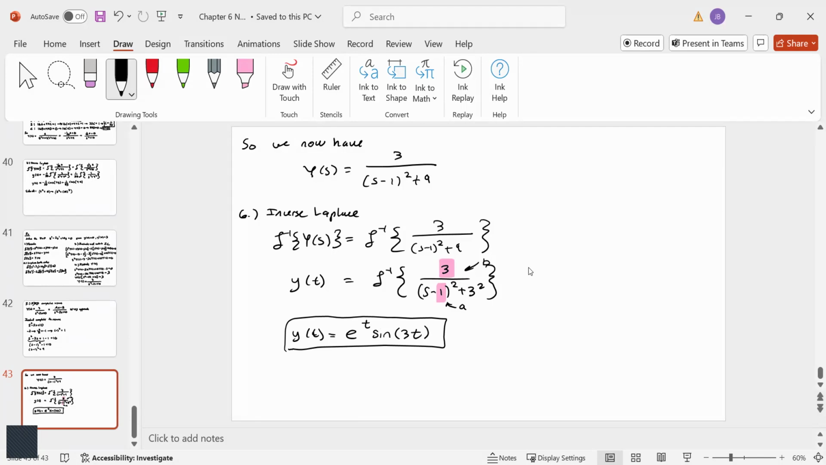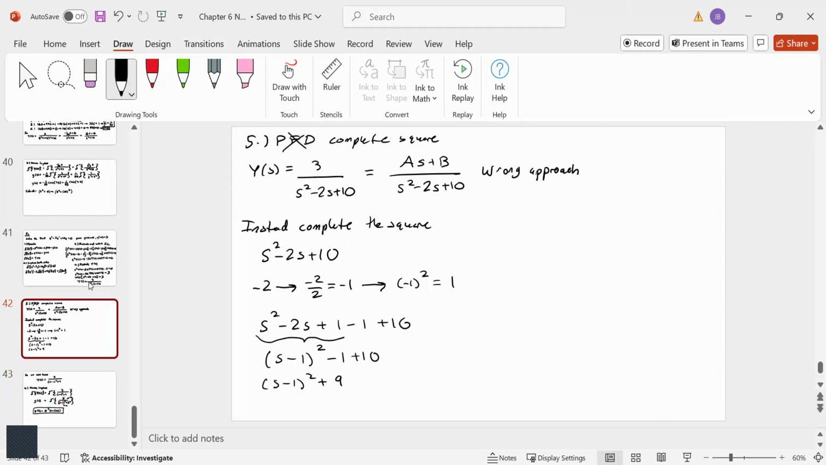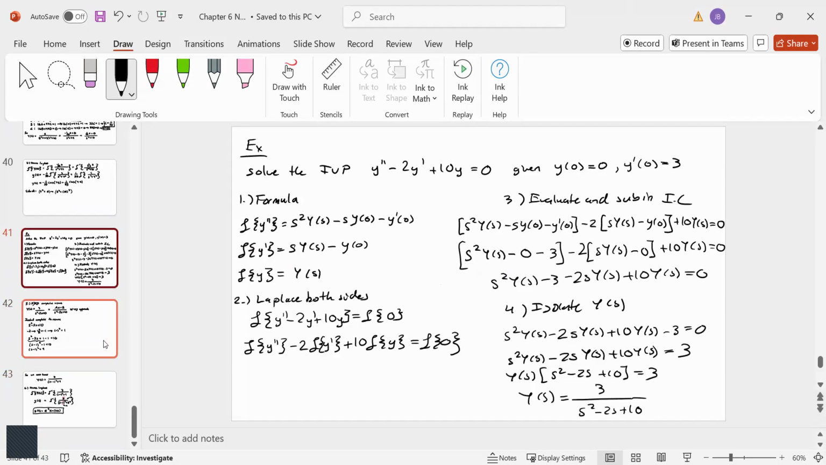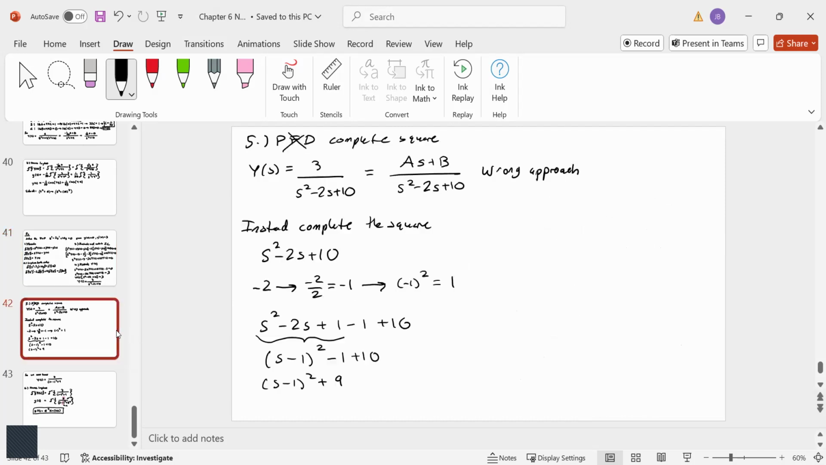There was no partial fraction decomposition. We just had to complete the square. And so my advice to you is, A, don't automatically assume you're doing partial fraction decomposition. Remember the big concept here. Your goal is to make it look like something on the table. We don't have a formula for a pure quadratic like we have with s squared minus 2s plus 10. Like there's no formula for that.